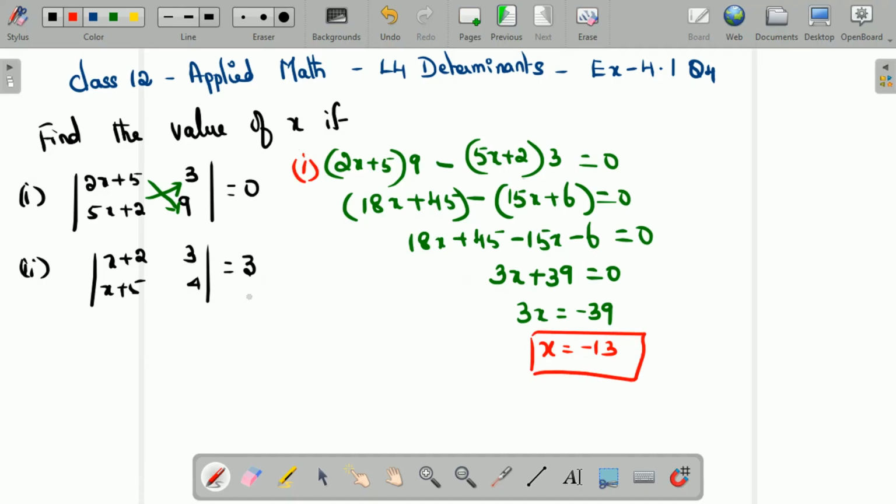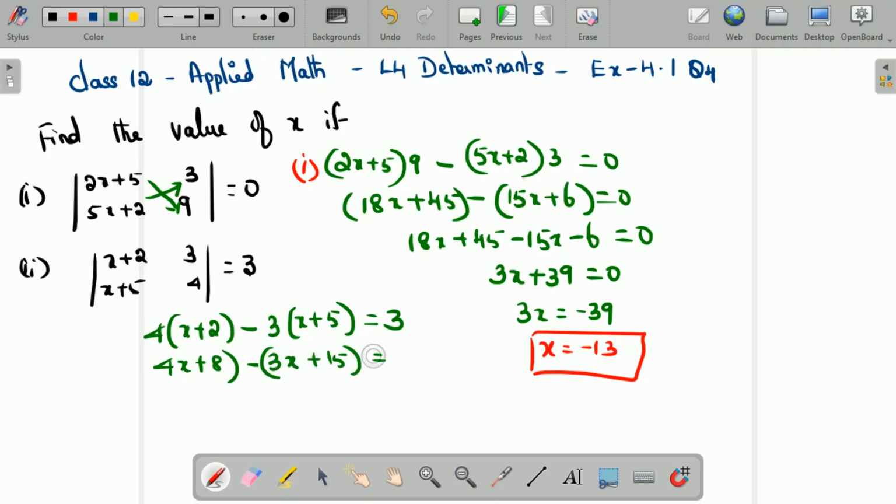Now let's look at the second case. Here they have told that the determinant's value is actually equal to 3. So let's compute 4 into (x plus 2) minus 3 into (x plus 5) is equal to 3. So in this case, 4x plus 8 minus 3x plus 15 is equal to 3.